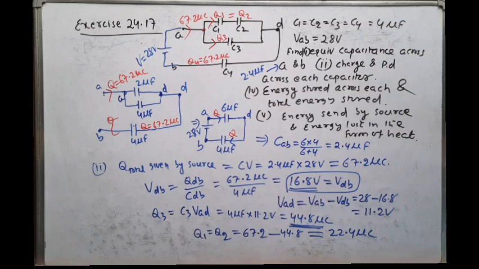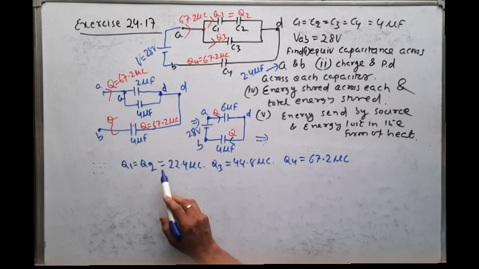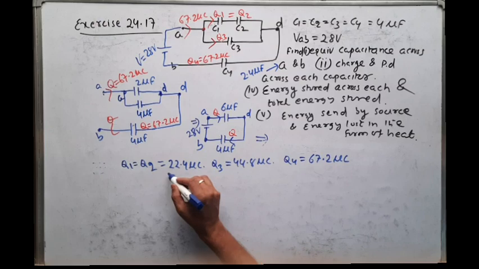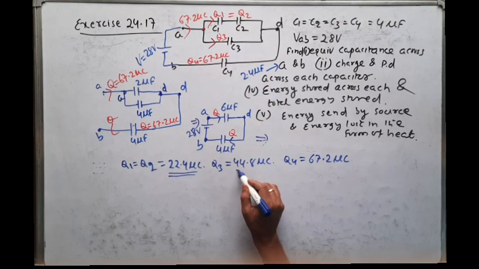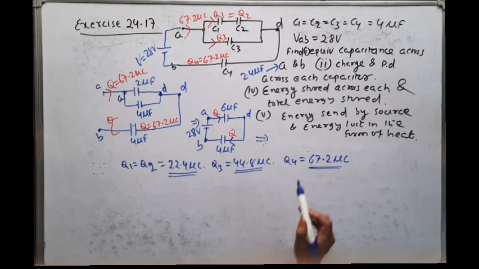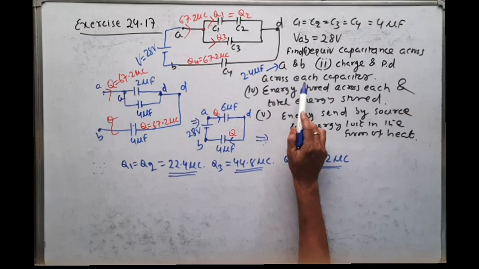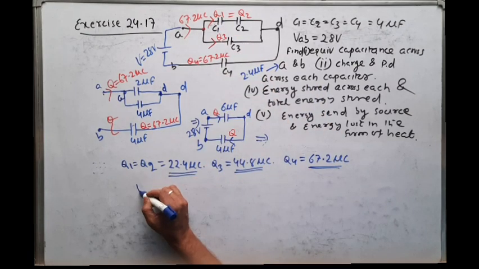Okay. So now we will find the potential difference across each capacitor. Now see. Q1 is equal to Q2, we got this value. Q3 is equal to this value. Q4 is equal to this value. So we have to find the potential difference across each capacitor. So what is the potential difference across C1? Let us say V1.